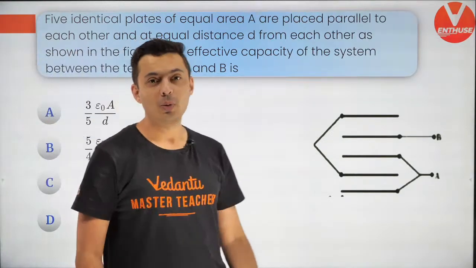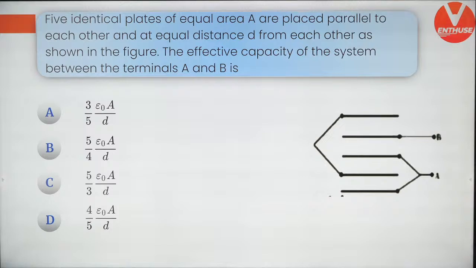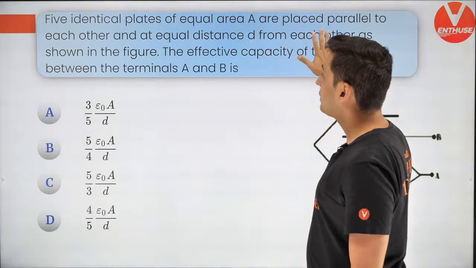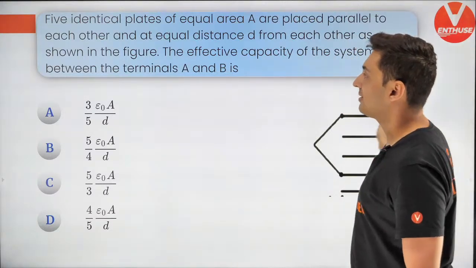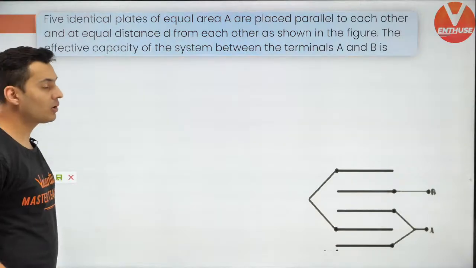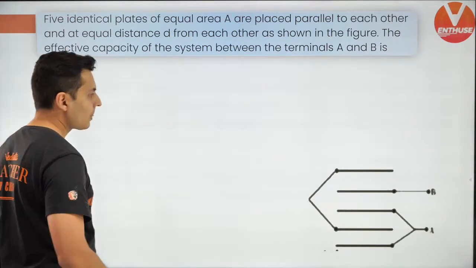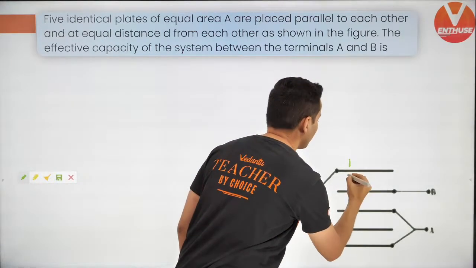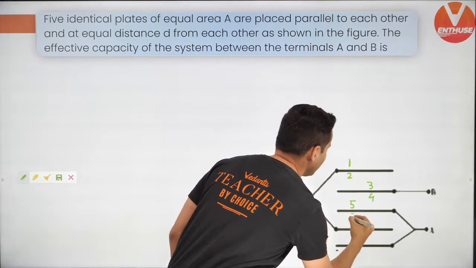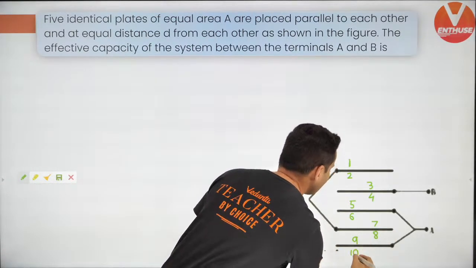Next question coming up over here on your screen. Let's try and do this. There are plates, all identical, area A, distance D. Find the effective capacitance of the system between the terminals A and B. Remember, the trick to solve these questions is first number the plates. Here it is: this is 1, this is 2, this is 3, this is 4, this is 5, this is 6, this is 7, this is 8, this is 9, this is 10.